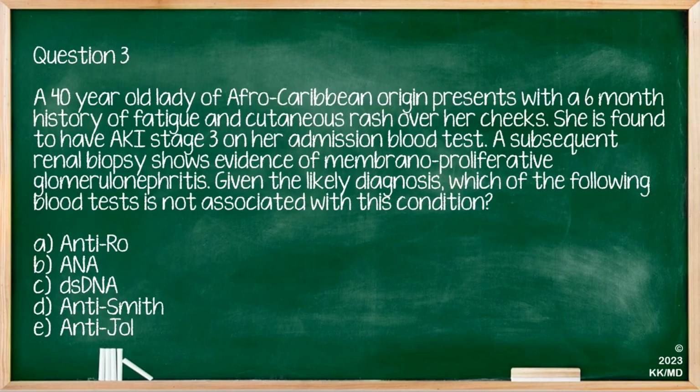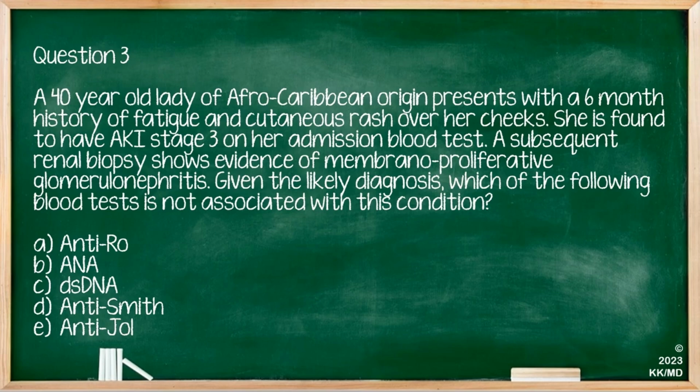A 40-year-old lady of Afro-Caribbean origin presents with a 6-month history of fatigue and cutaneous rash over her cheeks. She is found to have an AKI stage 3 on her admission blood test. A subsequent renal biopsy shows evidence of membranoproliferative glomerulonephritis. Given the likely diagnosis, which of the following blood tests is not associated with this condition?